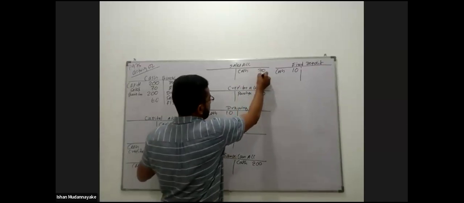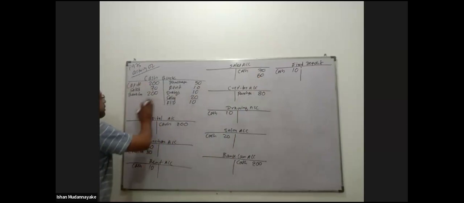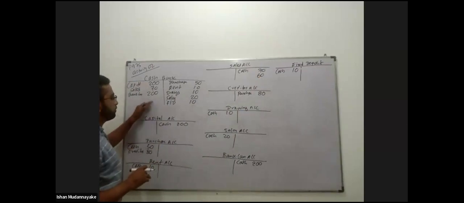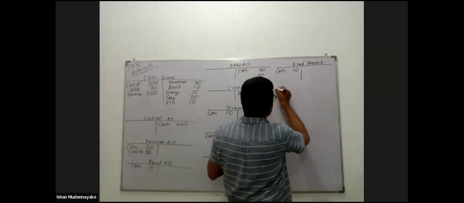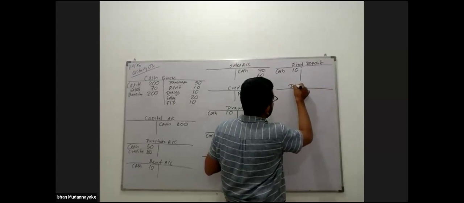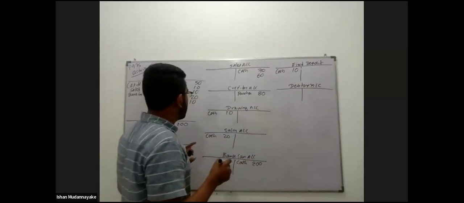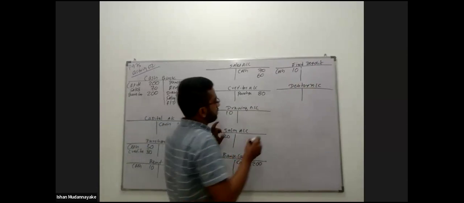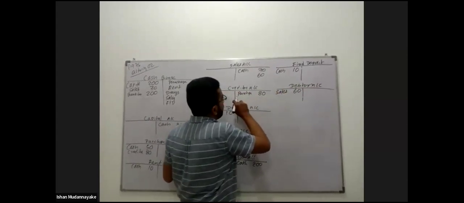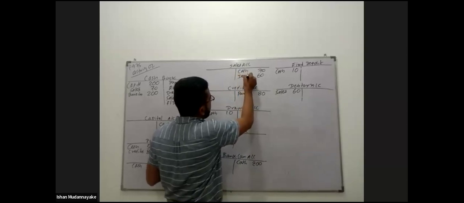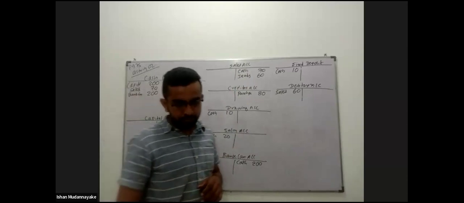But here you have sold on credit basis, so you can't debit into cash book. Then we have to debit debtors account. Debtors account debit 60,000. Sales account credit 60,000. That's the double entry.